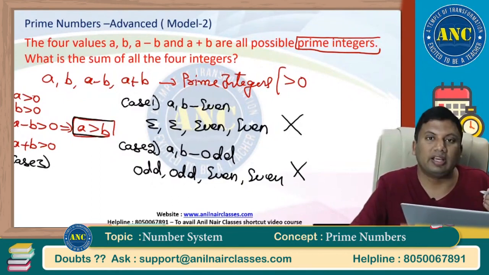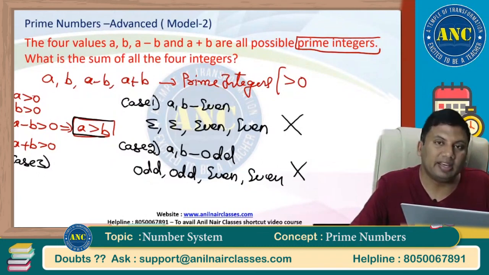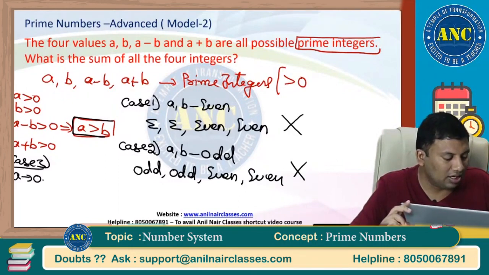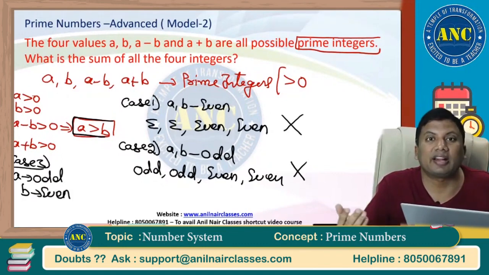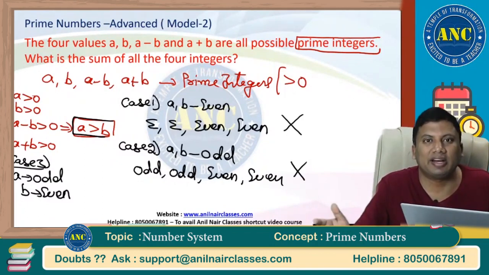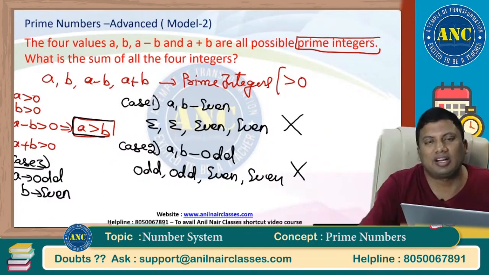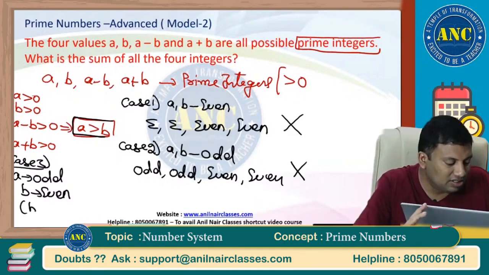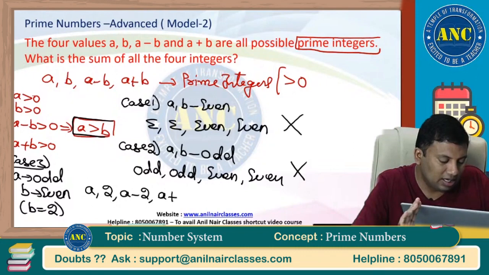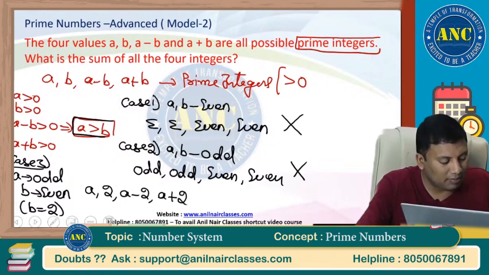So you cannot take A even and B odd, because the lowest prime number is 2. So it is A odd and B even, because any prime number greater than 2 is an odd number. You cannot take A even and B odd, because there is no even prime number greater than an odd prime. After 2, only odd numbers will appear in the set of prime numbers. A is odd, B is even. The only case is B is 2. So the numbers are A, 2, A minus 2, and A plus 2.